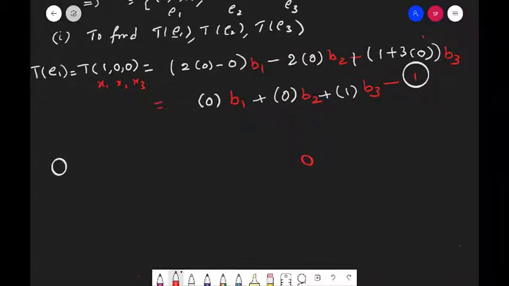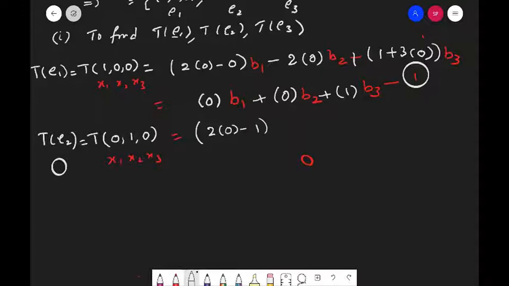So let us finish this first. Then what is T of E2? Similarly, what is T of E2? That is T of (0, 1, 0). Here we have x1, x2, x3. So again apply the formula: 2x3 minus x2 is 1 into b1, and then minus 2x2 is 2 into 1 b2, and then plus x1 plus 3x3, so this is 0 plus 3 into 0 into b3.